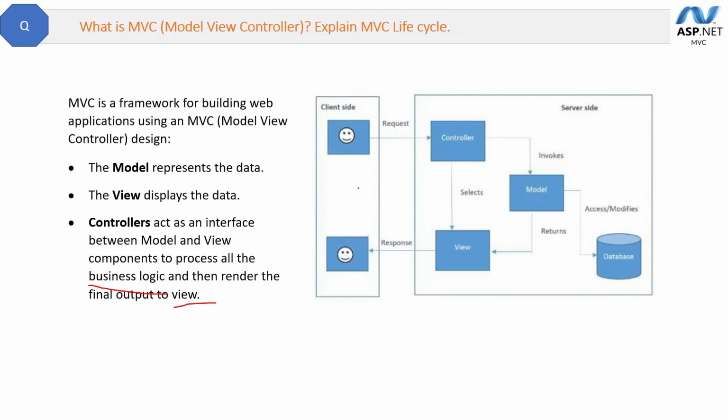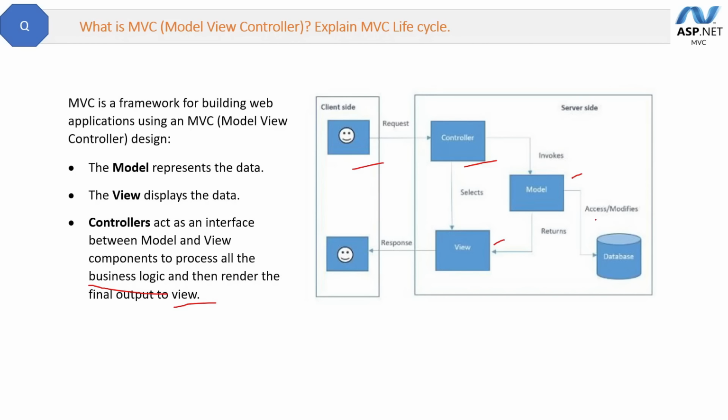Here is the flow you can see in MVC. Client will send a request to the controller. Controller will invoke the model. Model is like data here. The model and controller will return the data to the view.